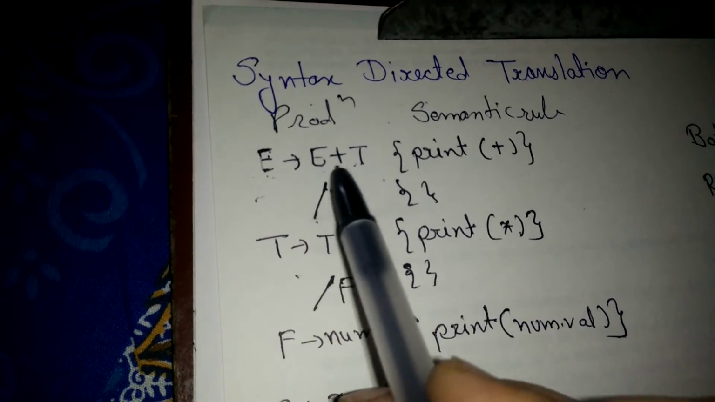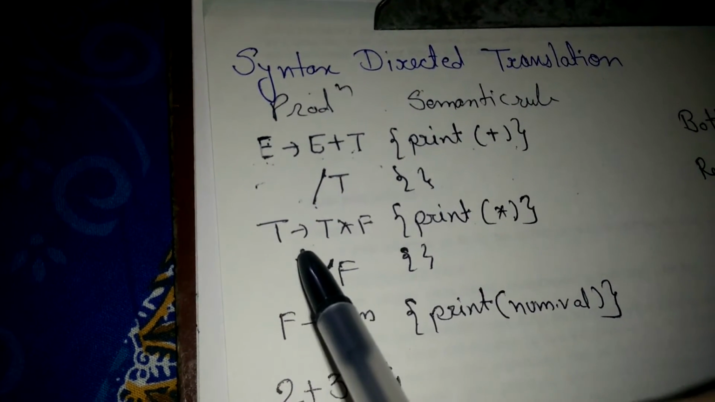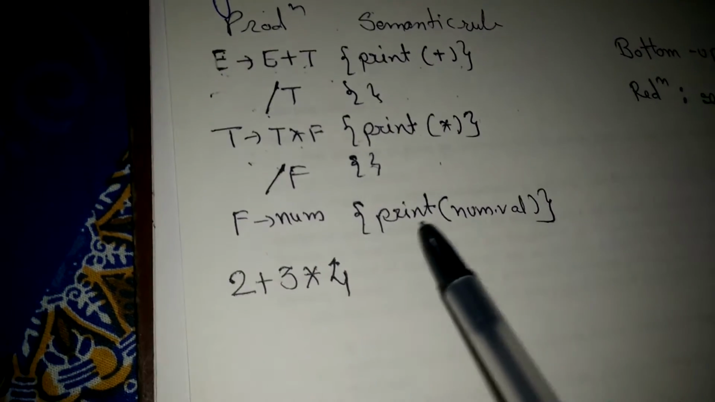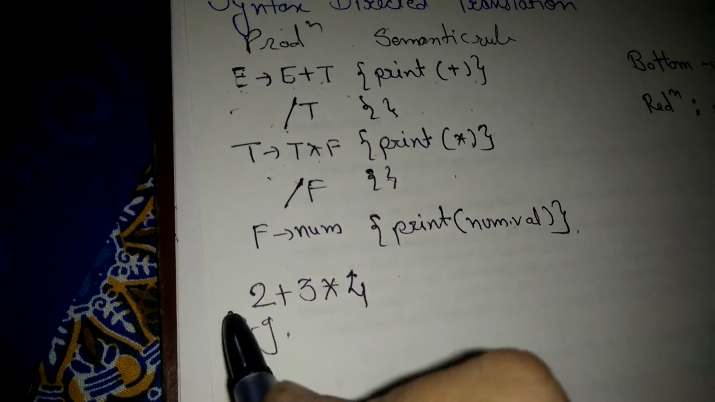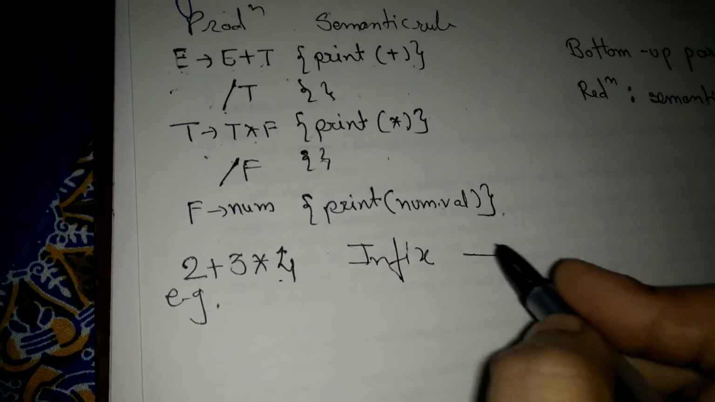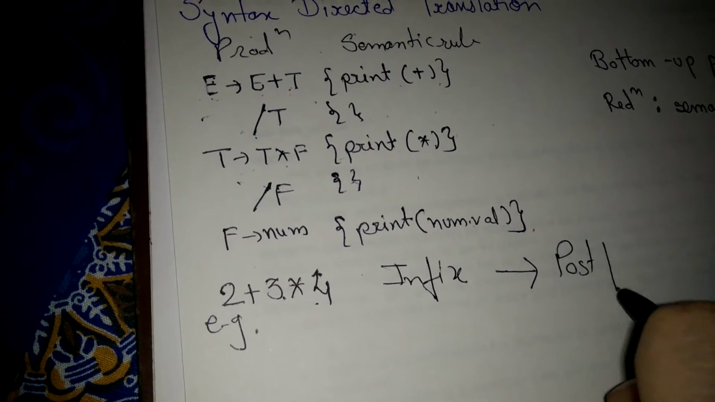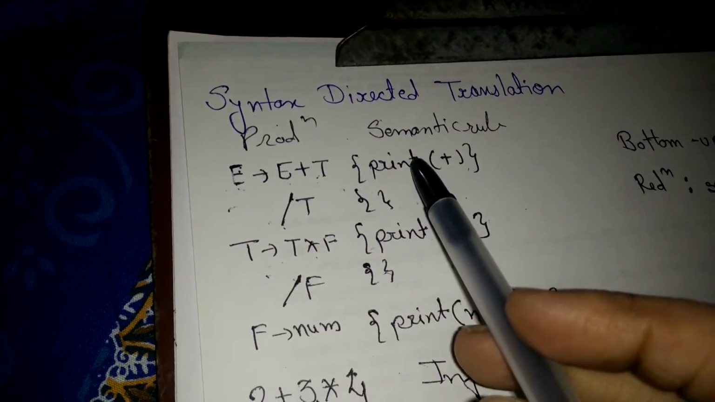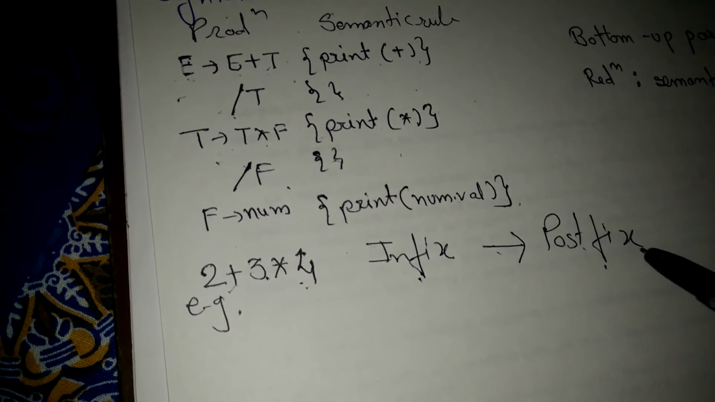So, if I read this, E tends to E plus T has a semantic rule that prints plus, while T doesn't have any semantic rule. This production has this semantic rule, this doesn't have any semantic rule, and this one is having this semantic rule. Okay, now suppose, for example, this is the expression which is given in the form of an infix notation. So whatever translation we do on this expression, we will get the postfix expression of the given infix expression. So this is the syntax directed translation scheme which is written to convert any infix arithmetic expression into postfix expression.